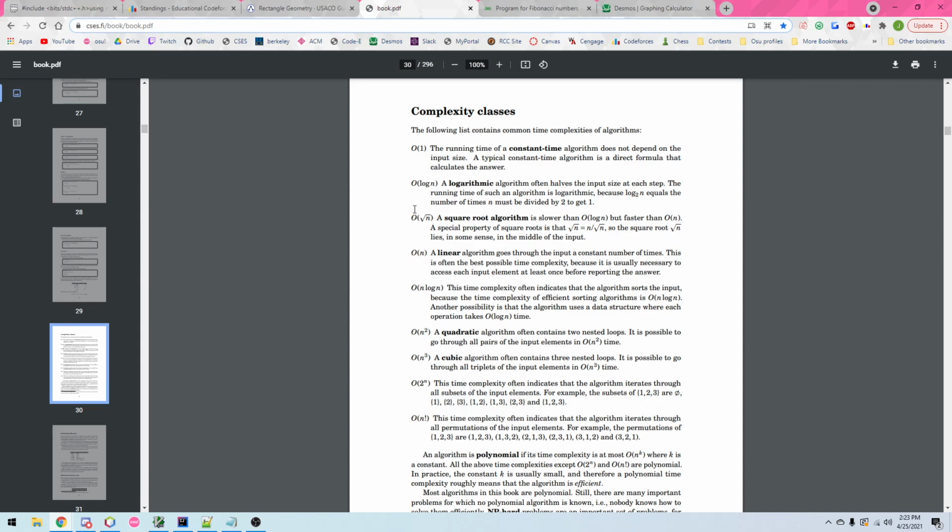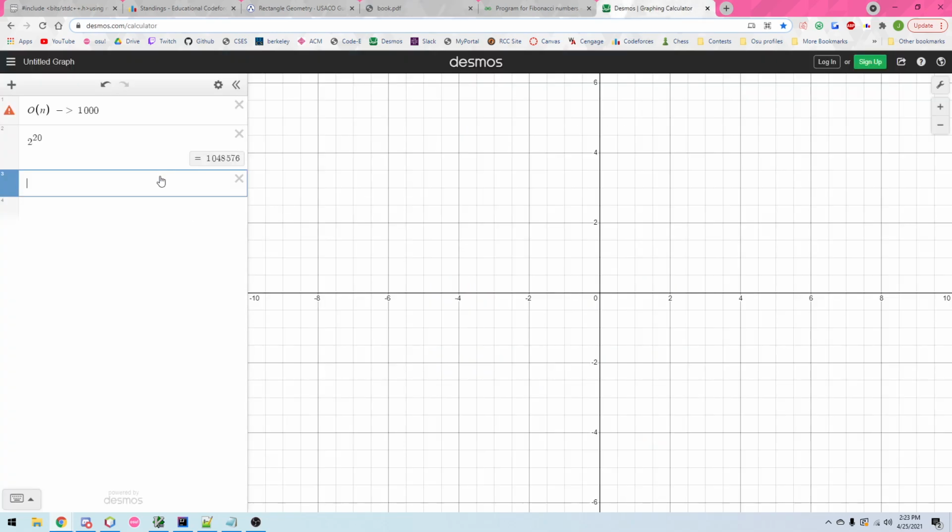So for binary search, since we're cutting the size of what we're looking through in half every single time, the time complexity of binary search is log base 2 of n. For example, if we're trying to binary search for an item in an array of size 32, we would do log base 2 of 32, so it would only take 5 loops or steps to find what we want.